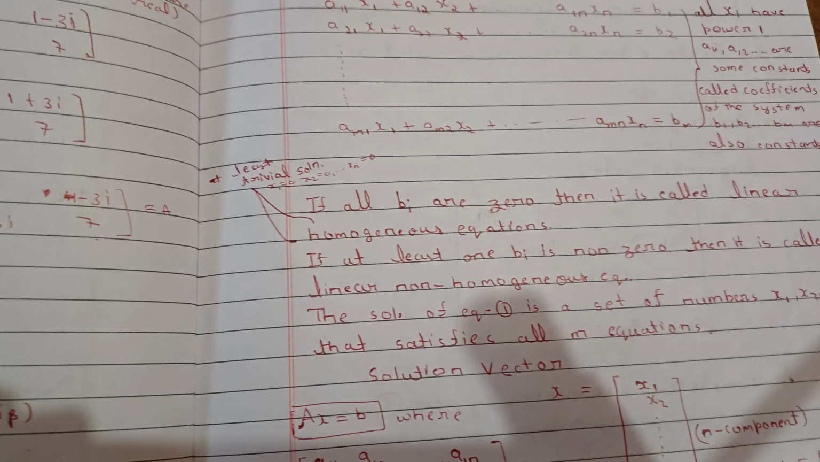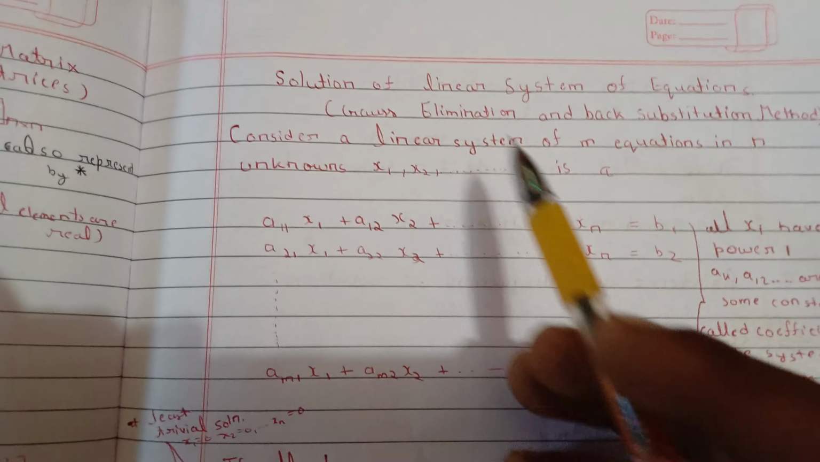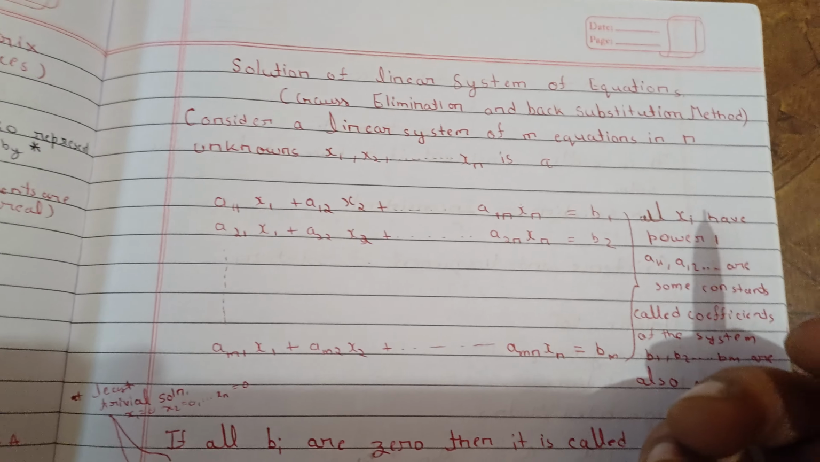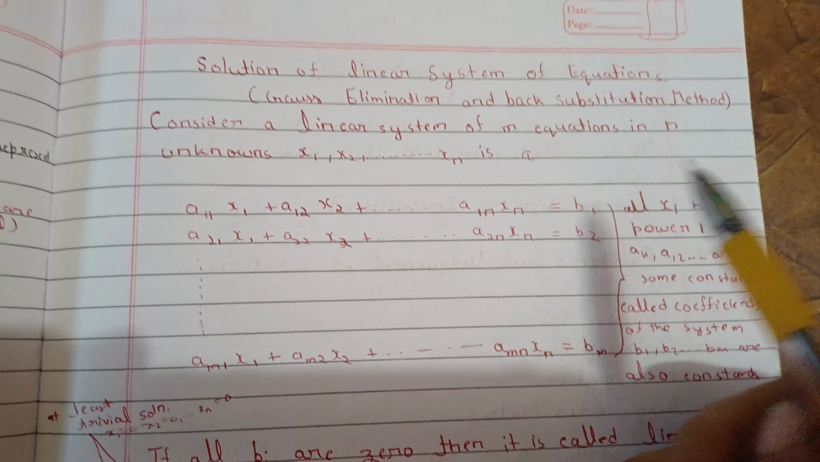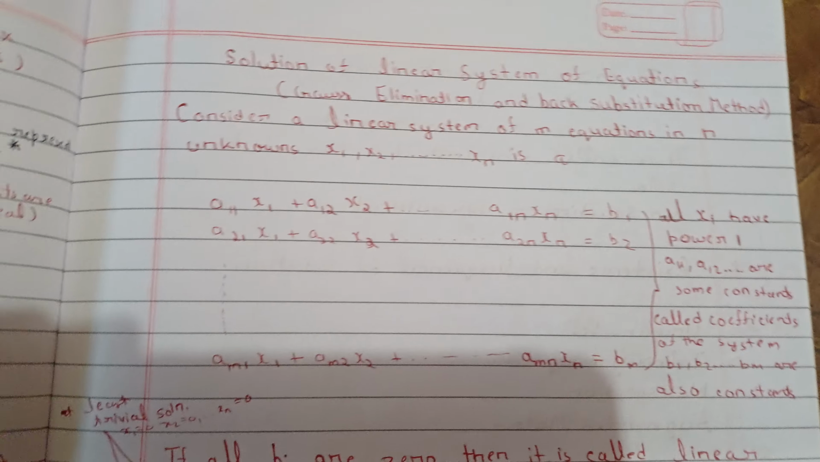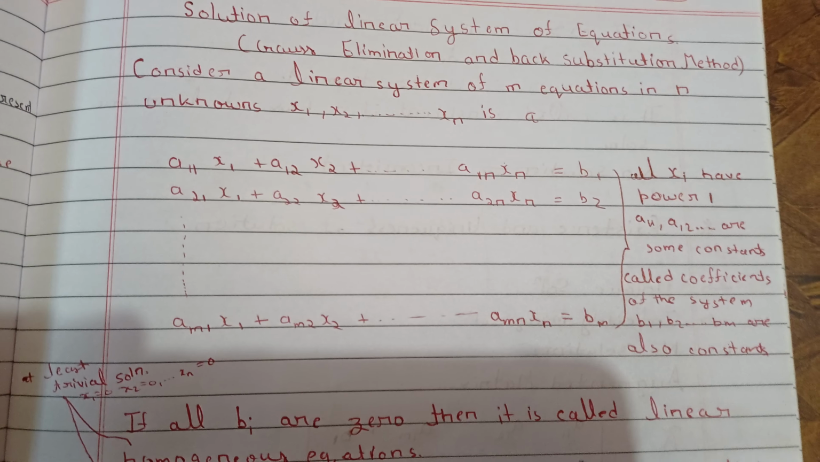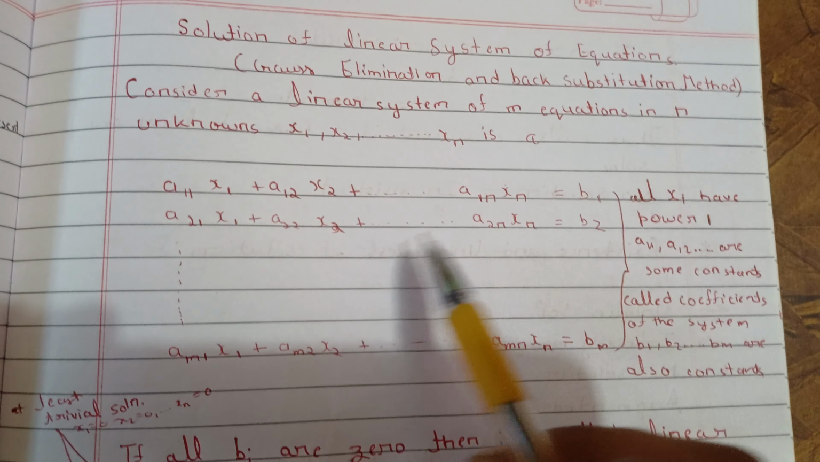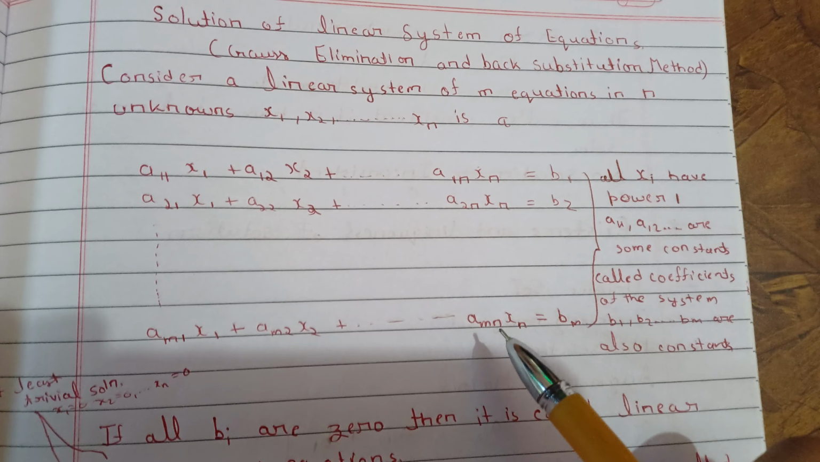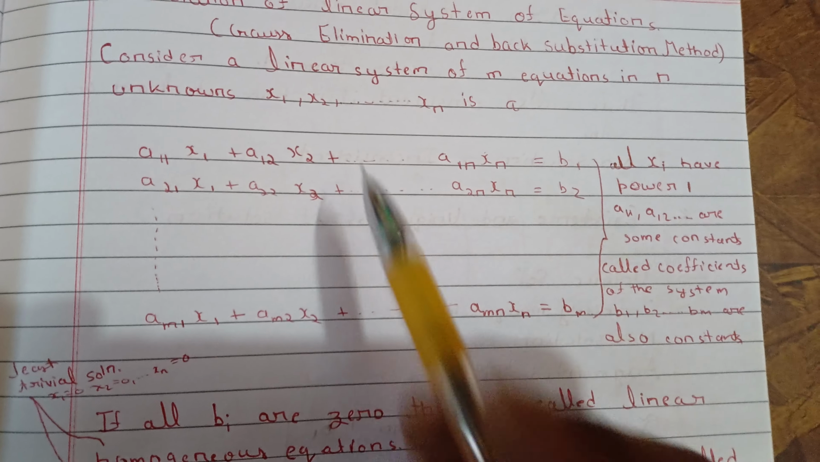Now we have just defined some special matrices. Now we will see the application of these matrices, meaning how we can use the matrix for the solution of a linear system of equations. So first we will discuss the Gauss elimination and back substitution method. So what is this method? Consider a linear system of m equations in n unknowns. Just like you have seen equations x plus y plus z equal to something, 2x plus y plus 3z equal to something, that's how we can take m equations with n unknowns, meaning n variables with m equations.